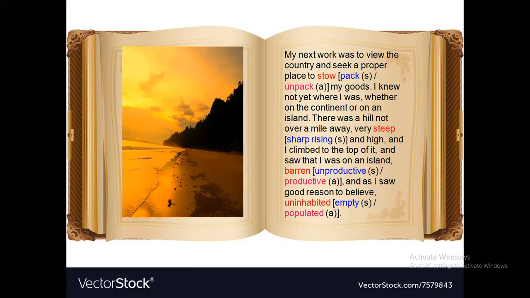And as Robinson Crusoe saw, for good reason, it was quite uninhabited, or empty. That means there was no population. He could find none around, not a single person on that island. It was totally uninhabited or depopulated. It means there was not a single man on that island.